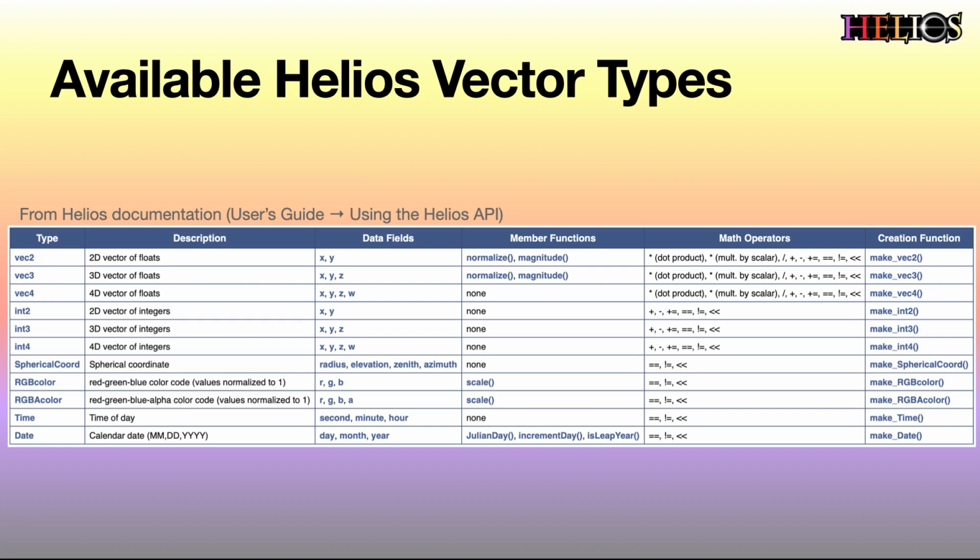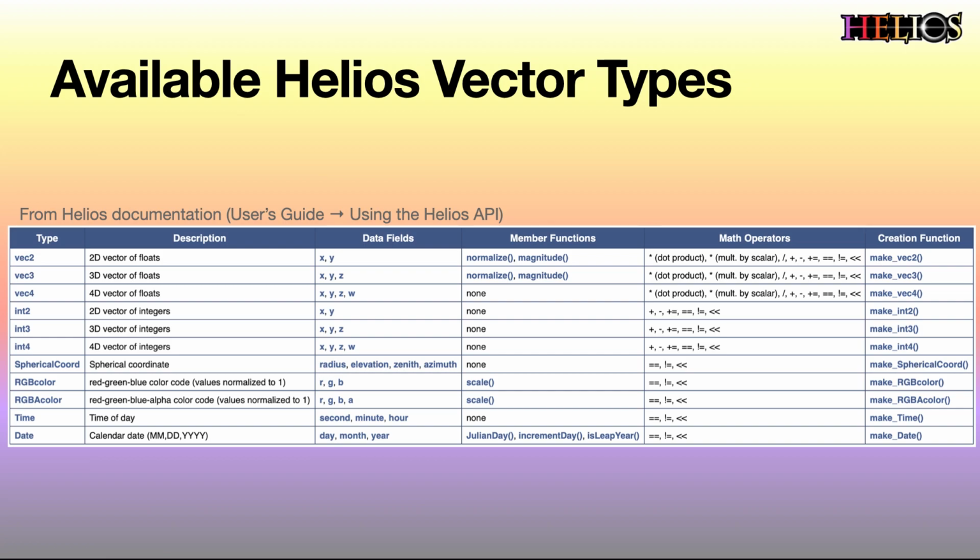Some of these have member functions that allow you to perform operations on them. For example, a vec2, vec3 has a normalize and magnitude function that you can use to normalize its magnitude to 1 or to get the magnitude of the vector. The RGB and RGBA colors have a scale function where you can scale the color. And then we have some functions associated with the date vector where we can convert it to a Julian day or increment the day or query if it's a leap year.